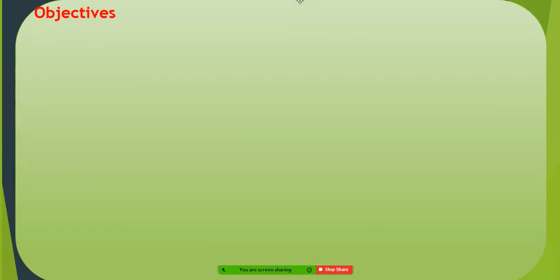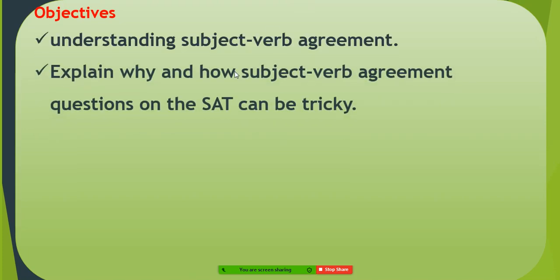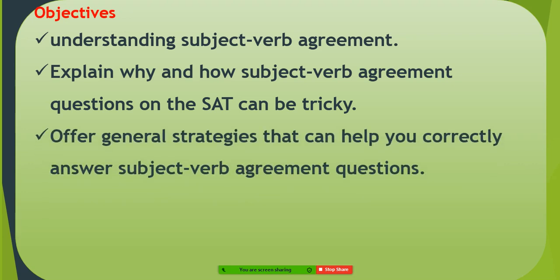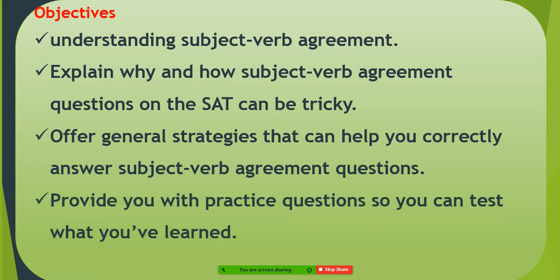Before we go to explaining the lesson and the practice, let's see what we are going to achieve by the end of the lesson, or our objectives, I mean. We are going to understand subject-verb agreement and explain how the subject-verb agreement question on the SAT can be tricky. I show you the tricky things, and after each point we are going to see the strategy that we can follow in order to answer subject-verb agreement questions correctly. And finally, we're going to have some practice questions so we can check what we have learned.